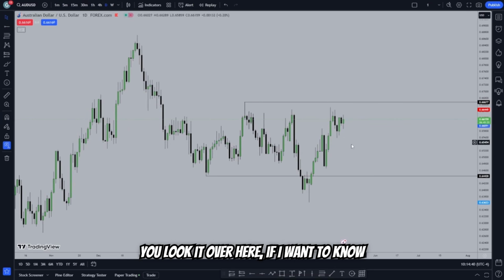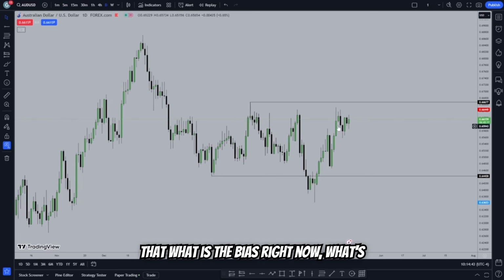Now if you look over here, if I want to know what the bias is right now, I will say that bias is bullish right now. Okay, so how do I know that bias is bullish right now? Because I can see that price has taken the liquidity from here. Okay, the price has taken the liquidity from here, like you can see. So on this day, on 16 April, from 16 April I will be bullish.